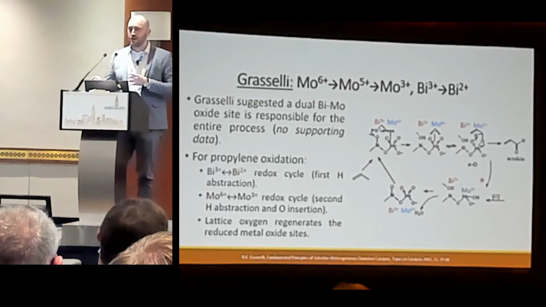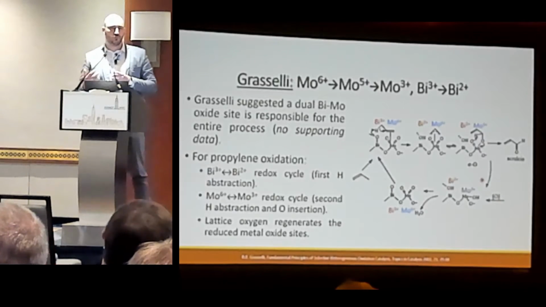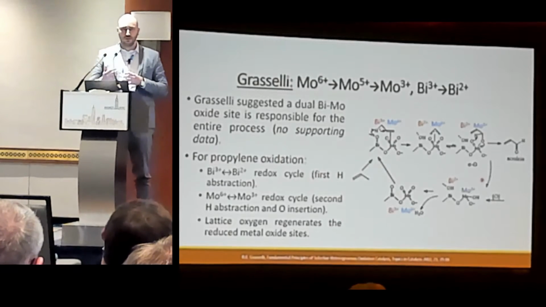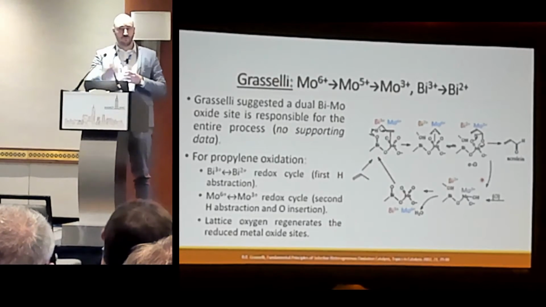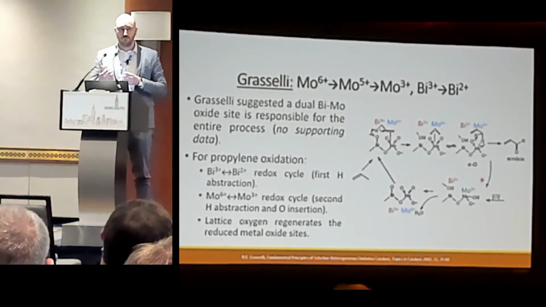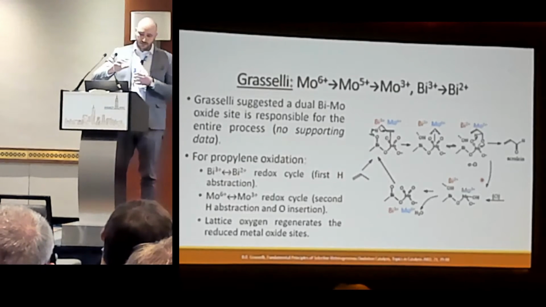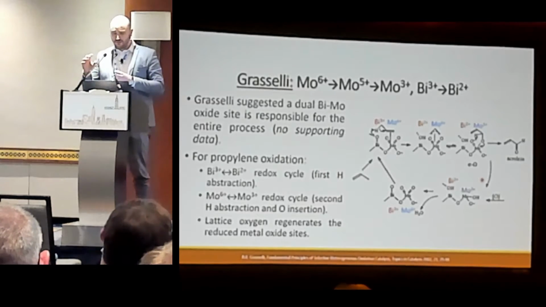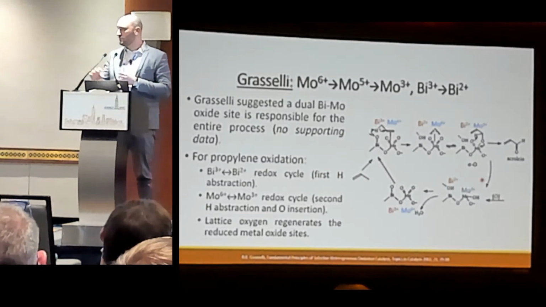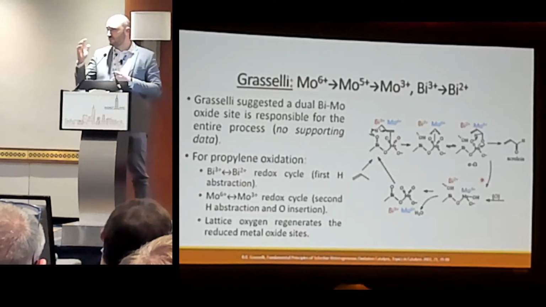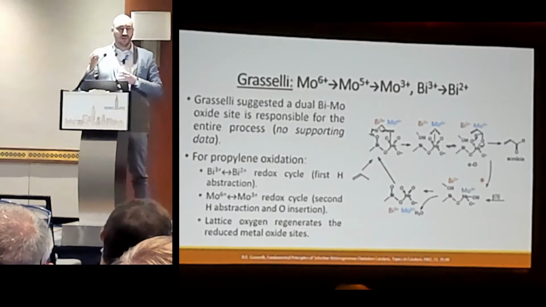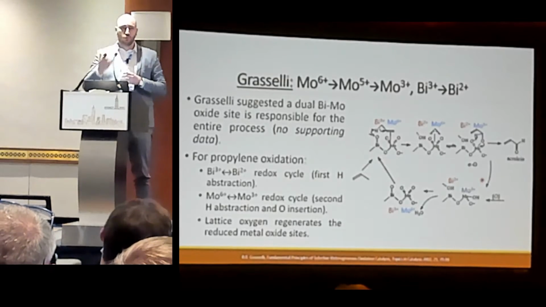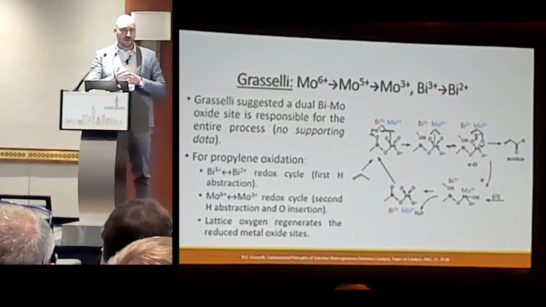So, what do we know about what the structures are during the reaction, how they change? Well, the earliest models we have are from the Grasselli group. Now, Grasselli came from Callahan group, at Central Ohio. And he suggested that it's basically a surface as an extension of the bulk crystalline, and that the surface has bimetallic active sites with molybdenum and bismuth. The molybdenum goes from 6 plus to 5 plus, 4 plus to 3 plus, and the bismuth goes from 3 plus to 2 plus. However, there was no actual supporting data to actually prove that this was happening.